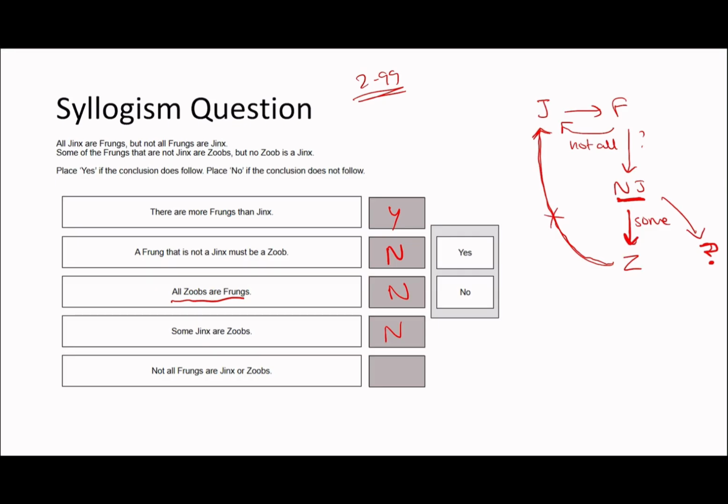And the last one, not all frungs are jinx or zoobs. That's true because at least one of them is this question mark here. So that's true. Okay, so you can really see, like I said, this is what I meant about the practice.